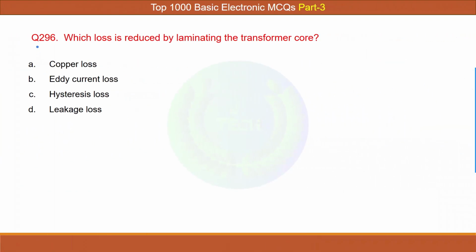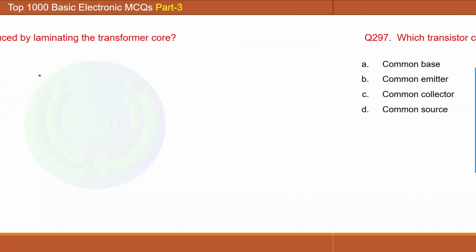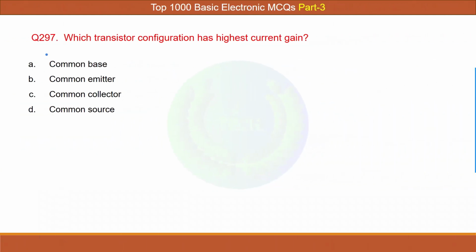Next question, question number 296. Which loss is reduced by laminating the transformer core? Option A copper loss, option B eddy current loss, option C hysteresis loss, option D leakage loss. The answer is option B, eddy current loss.